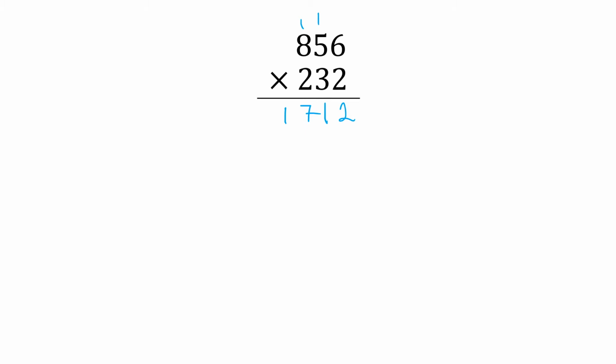Okay, next row over, starting with the 3. Before we start with the 3, make sure you put your 0. And then 3 times 6, which is 18, carry our 1. 3 times 5 is 15, 15 plus 1 is 16, write down the 6, carry the 1. And then 3 times 8, which is 24, 24 plus 1 is 25.